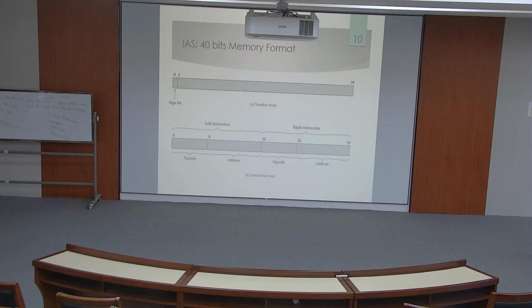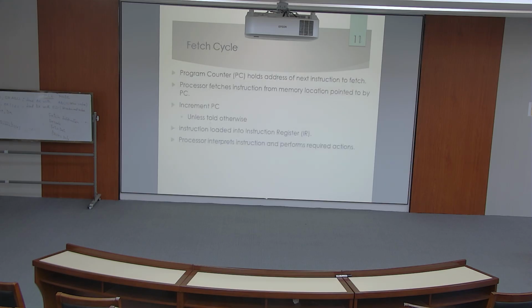Now we have the 40-bit memory format from the Institute for Advanced Studies. It has 40 bits, and we have the left instruction, which is 20 bits, and the right instruction, which is also 20 bits, which divide into opcode and address. So we have the opcode and we have the address.